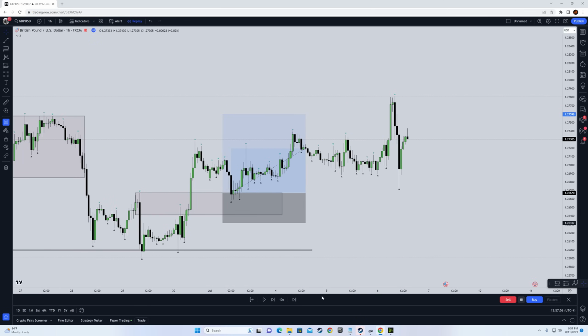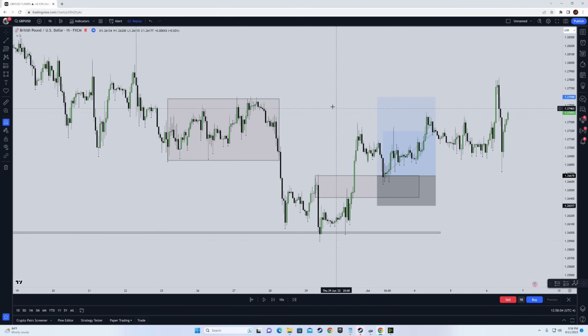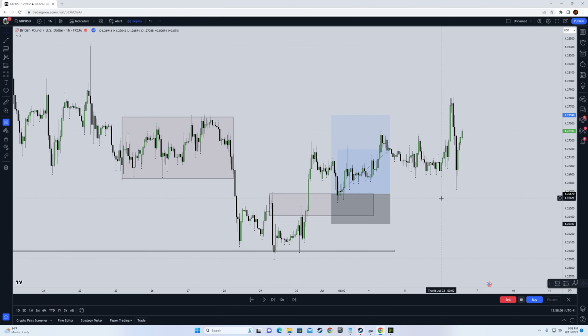So right there, the take profit was hit, and as you can see, right after price takes out the high of the consolidation, we had a sharp rejection from here. So that's pretty much about it for this example. Let's move on to the next example.